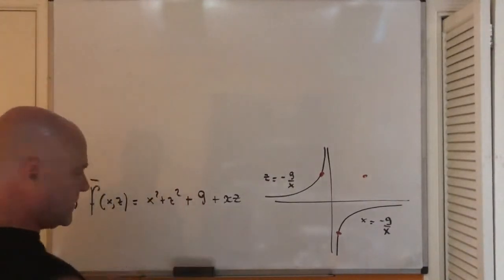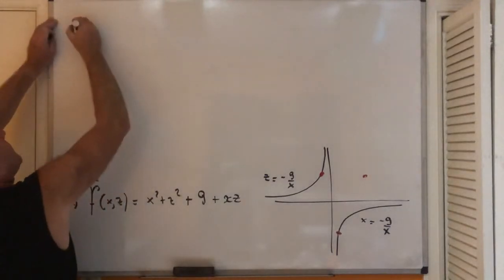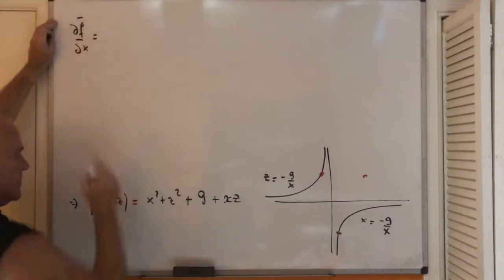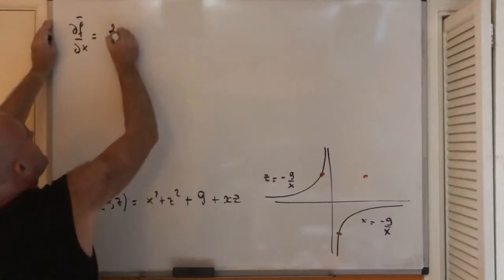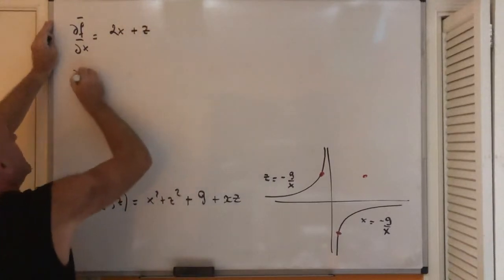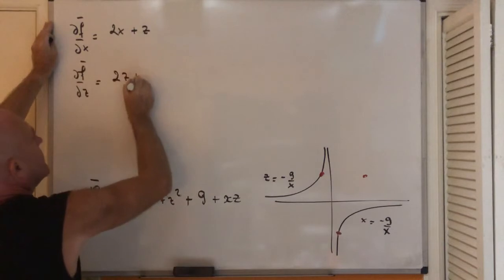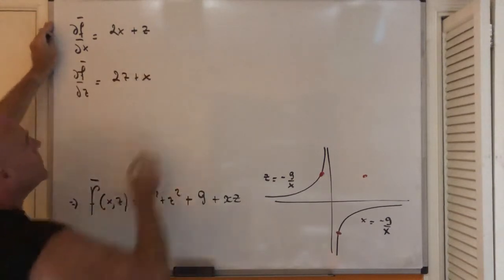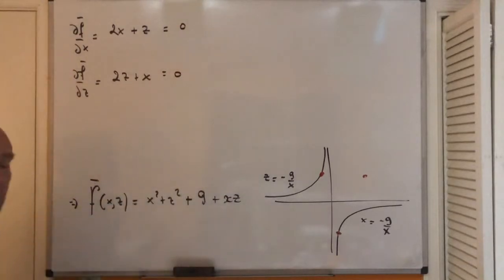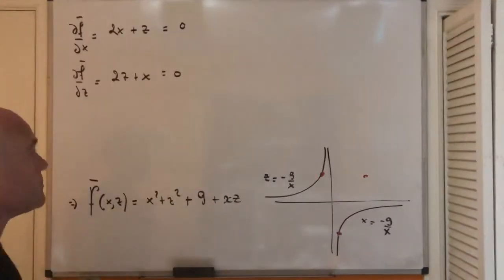All right, so let's first of all discuss the critical point of f. df hat over dx is equal to what? Well, 2x plus z, and df hat over dz equals 2z plus x. So for those two things to be equal to 0, I claim that there's only one point that satisfies this, just the origin.